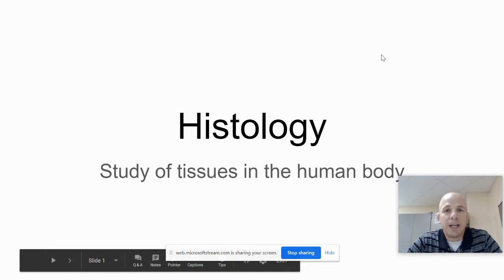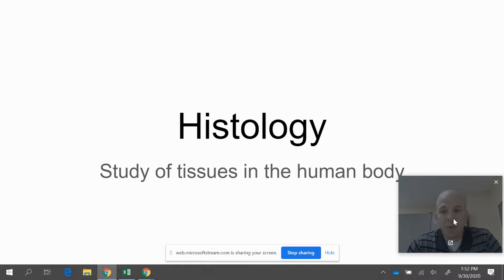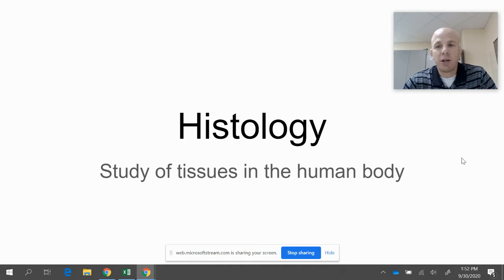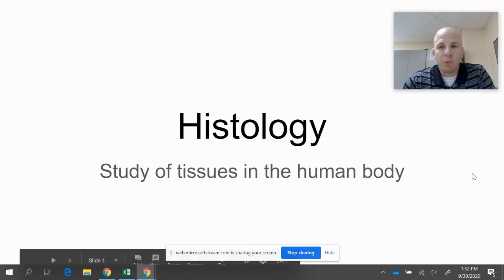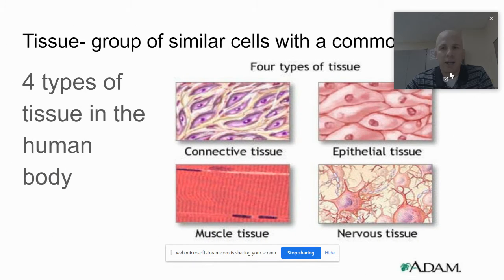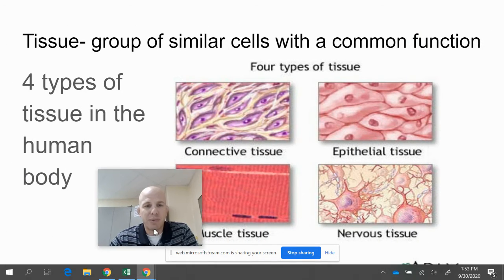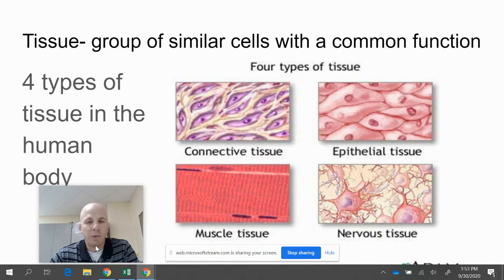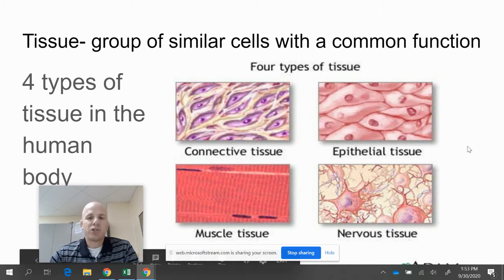Histology. Histology is this next unit, and pretty simple. Histology, remember, ology is the study of. So histology is the study of tissues in the human body. So we're going to look at what the human body is made of, looking at 4 different tissues and how they are built, how they repair themselves, where we can find them, their functions, everything about them.